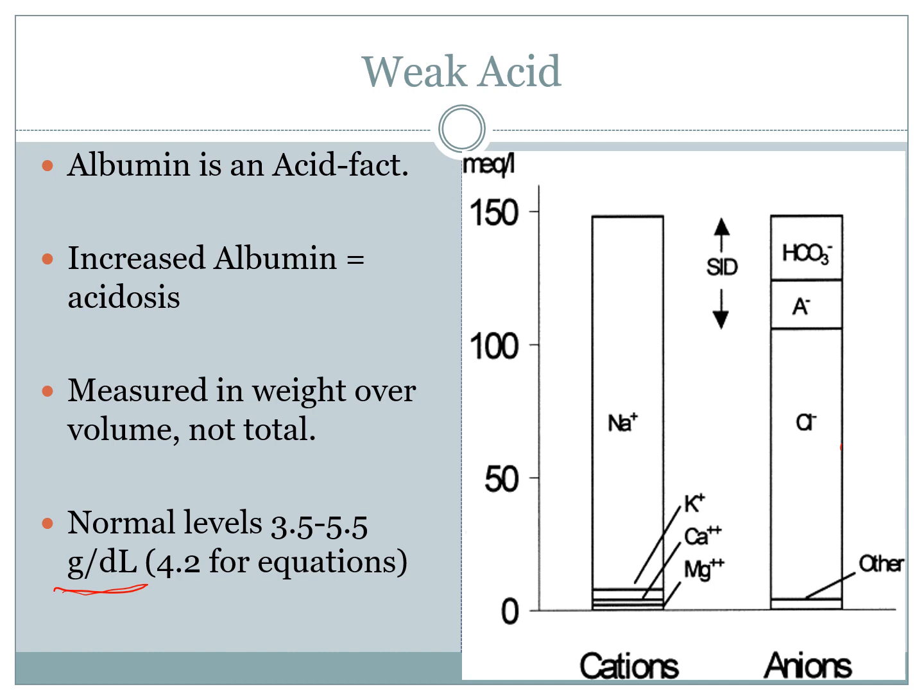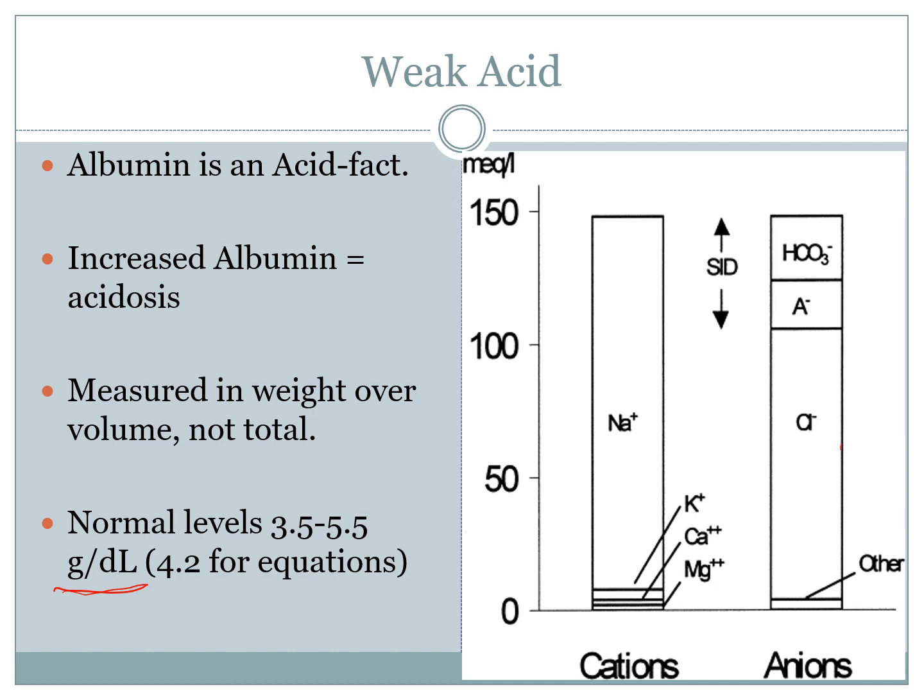Okay, so that's albumin, our main weak acid that we're talking about. Now there's other weak acids within the body, but albumin is one of those ones that is supposed to be there at high levels as well. But when we talk about anion gap, you'll see the breakdown.